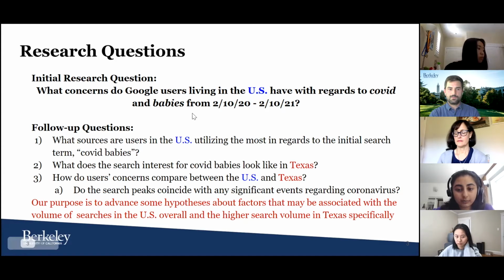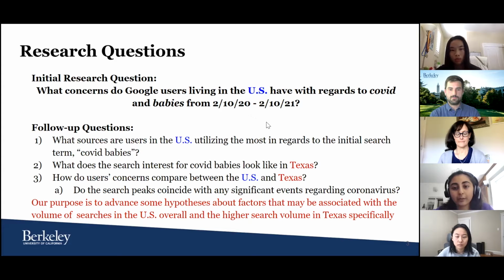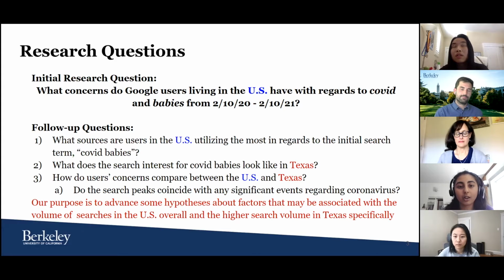And so here are some of the research questions that we explored. And then we looked at the time period from February 2020 to 2021. And we really wanted to examine how the interest over time for the search term COVID in babies differed in the United States versus Texas, considering all of the different levels of politicization that was happening regarding the coronavirus and the differences in information that was available to citizens in the United States as a whole versus just in Texas.